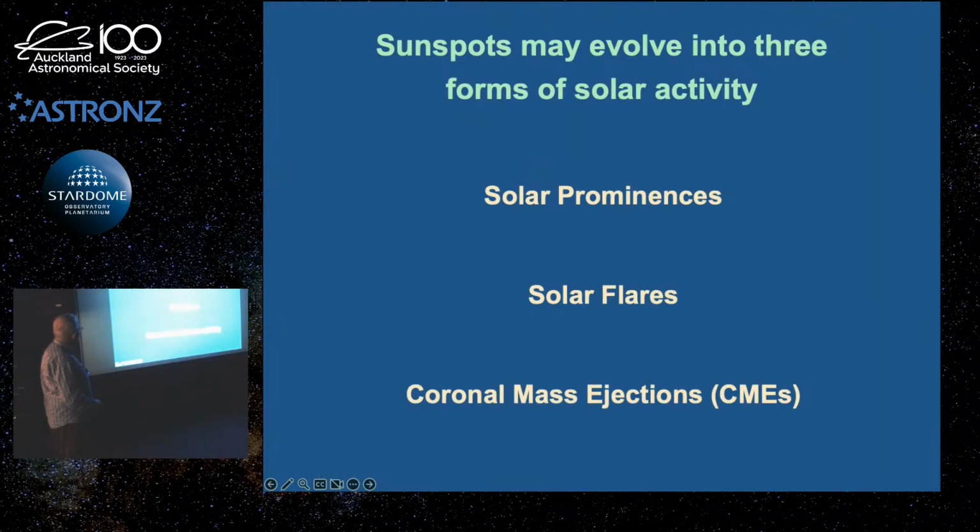Okay, so sunspots. You now know what sunspots are, and what causes them: magnetic field lines, with differential rotation, twisting and distorting them. They poke up, and you get these concentrations, these sunspots. I'm going to show you now how sunspots then evolve into solar prominences, solar flares, and coronal mass ejections. It's these latter two that are responsible for sending charged particles our way and causing our lovely aurora.